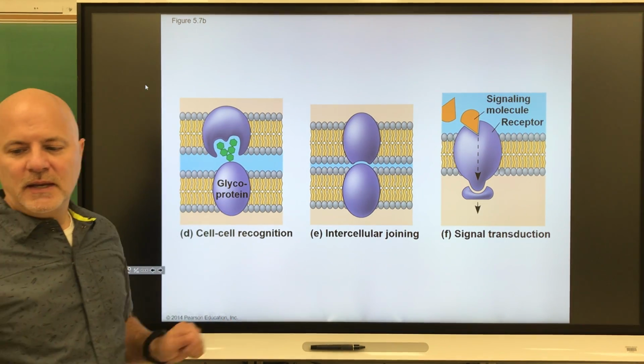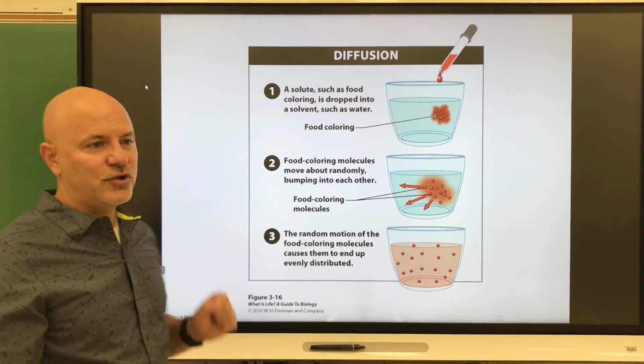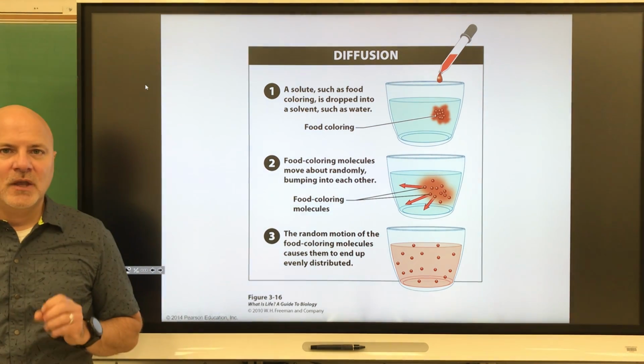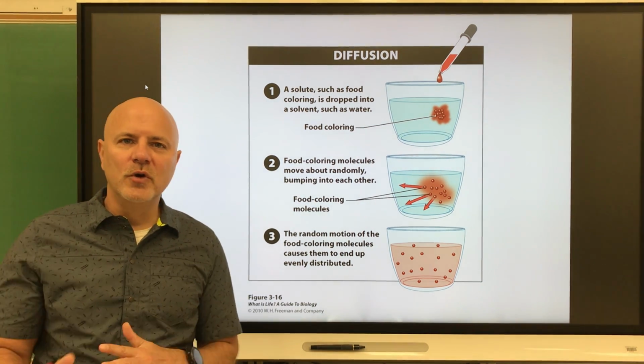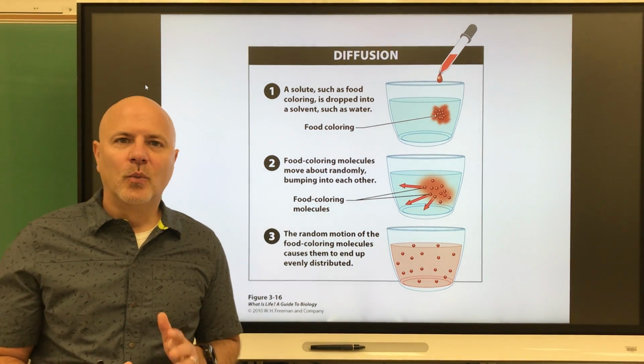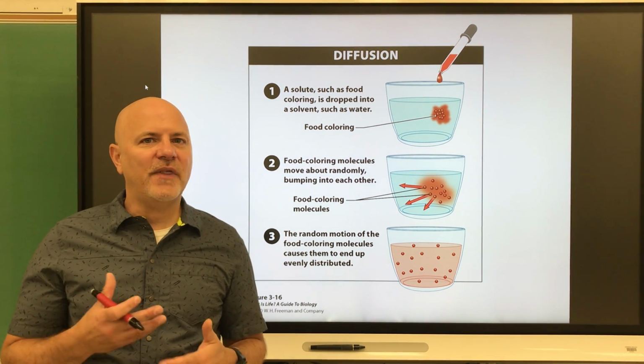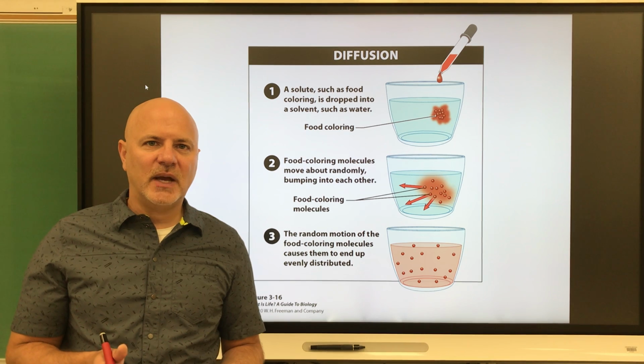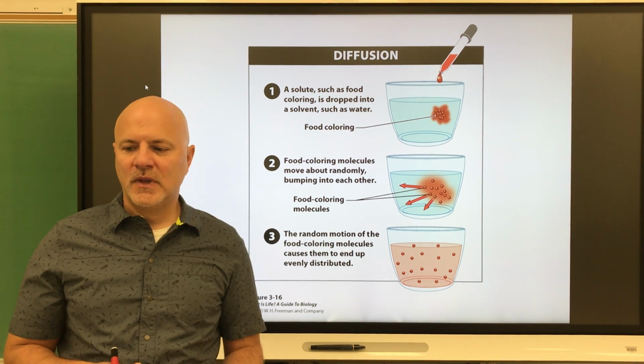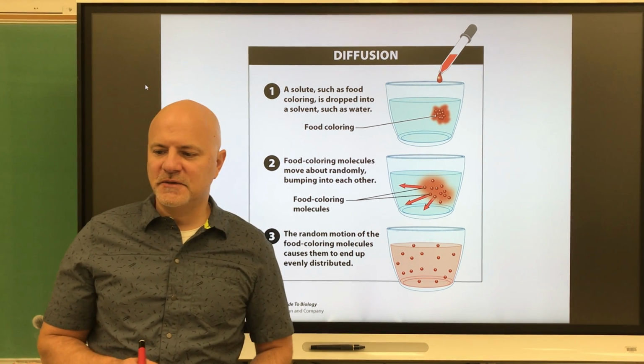Okay, now let's take a look at transport through the membrane. There are two major ways in which we move substances across membranes. One is through passive mechanisms. So passive mechanisms are without energy, and the other is active mechanisms, and those are with energy. So let's take a look at those passive mechanisms first.